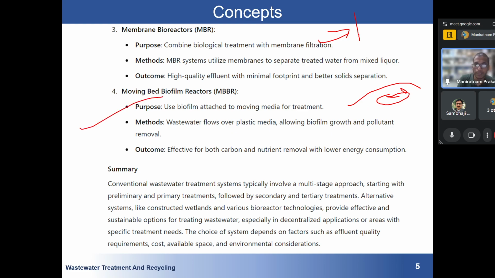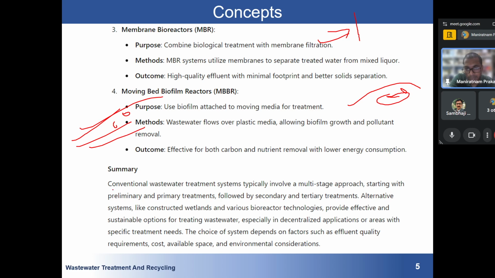There will be one moving plastic media, or inert media. Inert is the perfect word here. It is not reacting with anything, and it will contain some kind of bacteria. Once the wastewater containing organic matter passes through this media, it will degrade the organic matter, and in this manner our wastewater will be treated. It is effective for both carbon and nutrient removal with lower energy consumption.